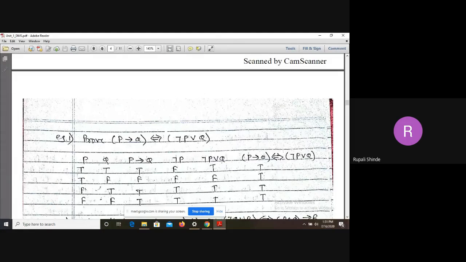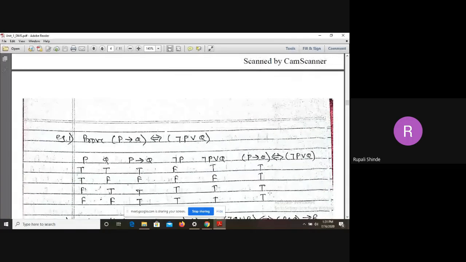So what is the rule for biconditional? If both have identical values, then the final value is T, otherwise it is F. Now check, first value is T, T. So both have identical values, that's why the final value is T. Likewise, F, F, again both have identical values, that's why the final value is T. Again T, T, T, and T, T, T.